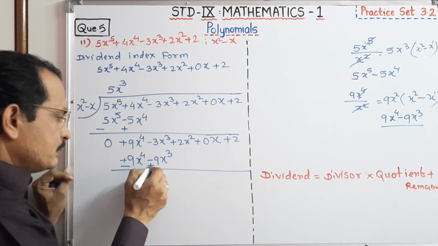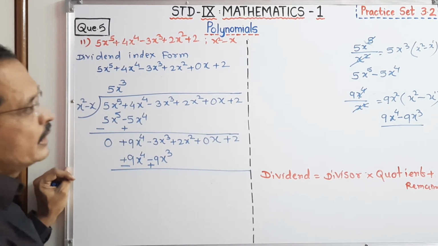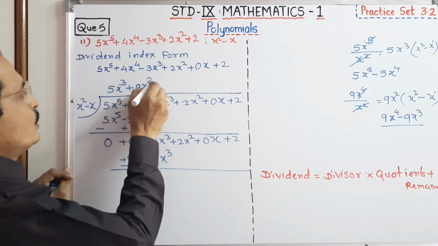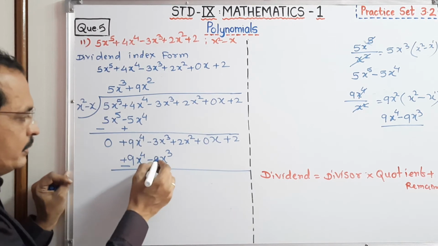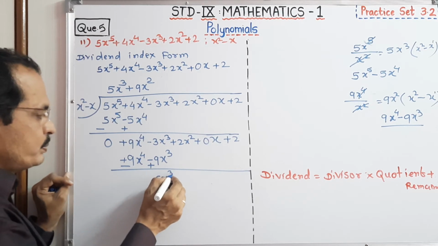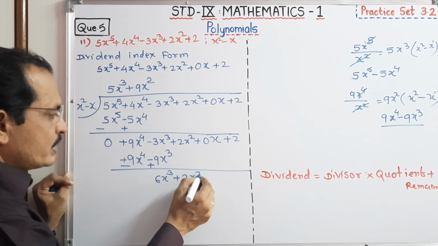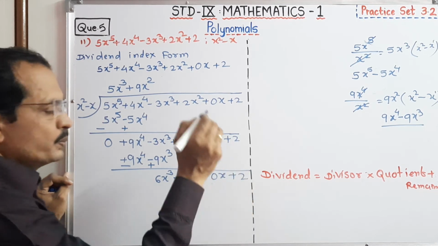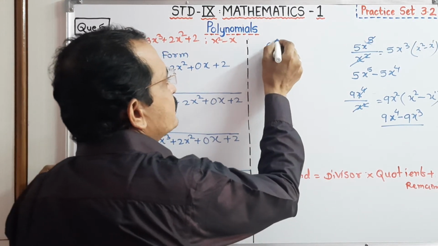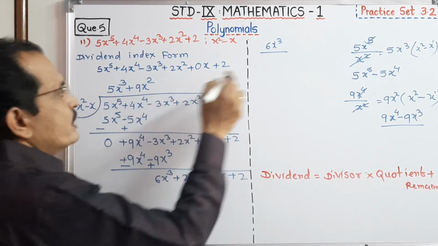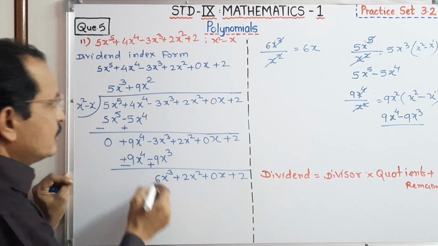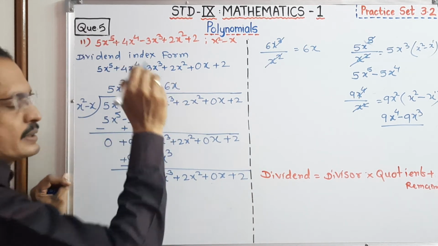Minus this minus will become plus. And here we have to write plus 9x raised to 2. Now see here, minus 3x cube plus 9x cube, it is 6x cube plus 2x square plus 0x plus 2. Now 6x cube divided with this x square, x square it is 6x. Therefore we have to write here plus 6x.